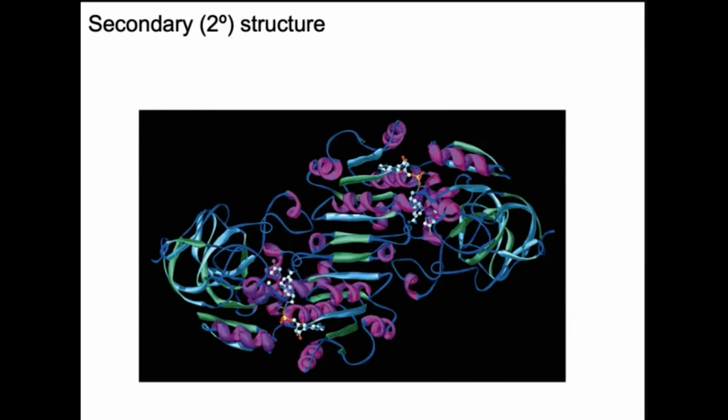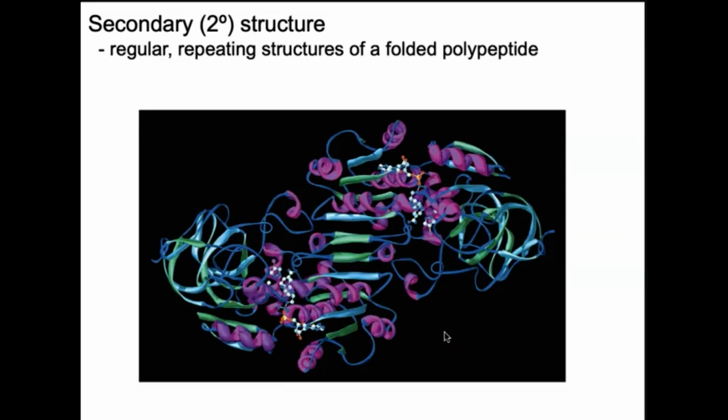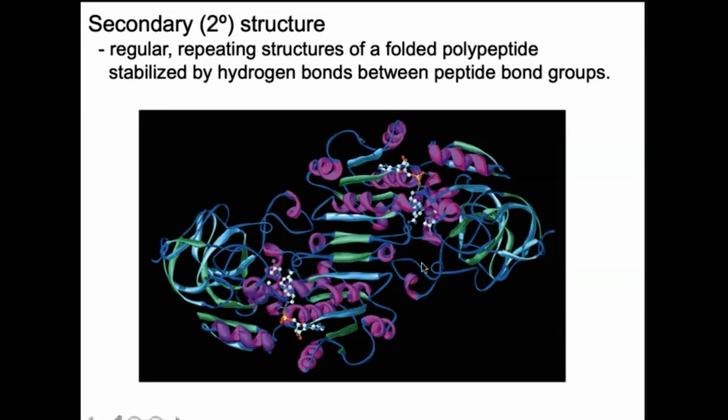So here's a folded protein. This is that alcohol dehydrogenase protein again. And what you see in this illustration of the structure are a lot of individual shapes within the overall folded form. So what's being illustrated here to a certain extent is secondary structure. The secondary structure refers to those regular repeating structures that are inside the folded polypeptide. In purple here and green, you see some elements where you see that same shape again and again. These structures are stabilized, in other words, held together by hydrogen bonds between the peptide bond groups.